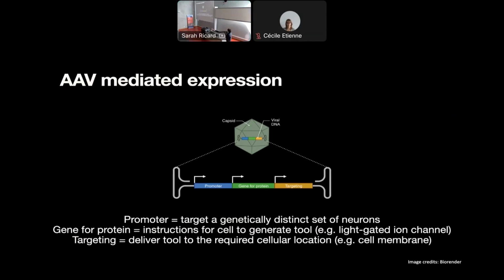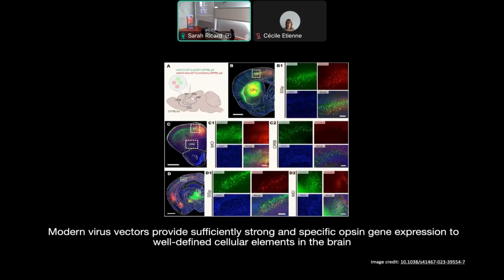Then after the promoter, there's the gene for the protein. So this is the genetic code that tells the cell what protein to generate. So in our case, it's light sensitive ion channels. And then the final part of the gene that is expressed is a targeting sequence. So this tells the cell, okay, I want this protein to be in the cell membrane. I want this protein to be in the nucleus, et cetera. And these tools are really quite specific now. So basically by injecting mice or any model organism that you like, even humans now, you can get very reliable and precise expression of the tools that you're interested in, in the regions that you're interested in. And so this genetic specificity is crucial to optogenetics, because in order to probe brain function, in order to probe which neurons are important for which tasks, we need to be able to precisely deliver our tools into those cells of interest. And that's done by gene targeting.